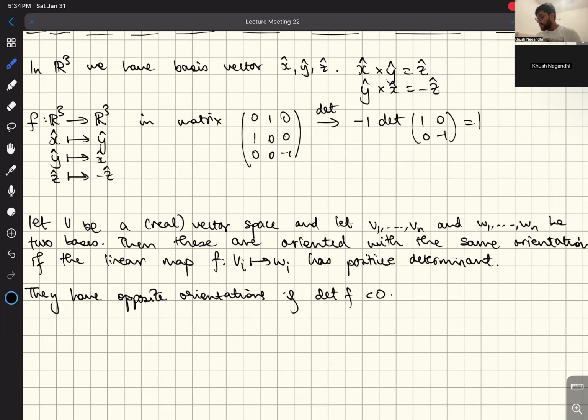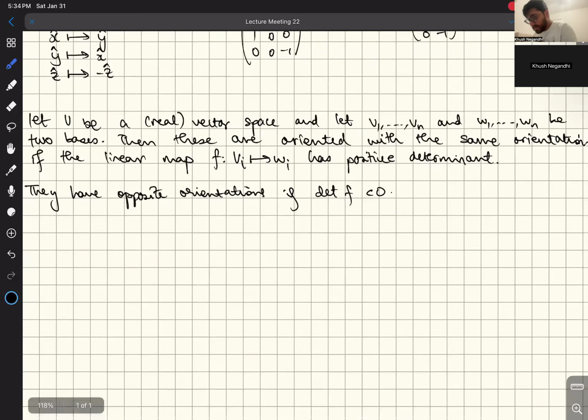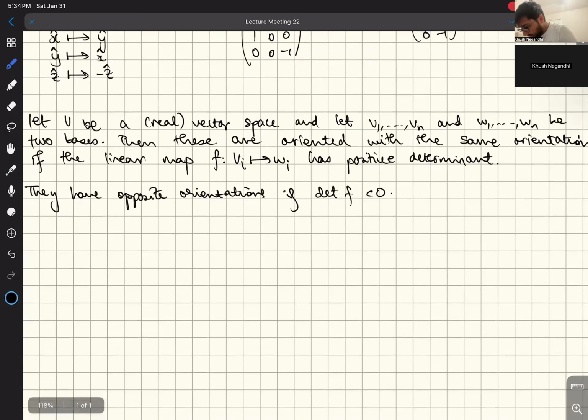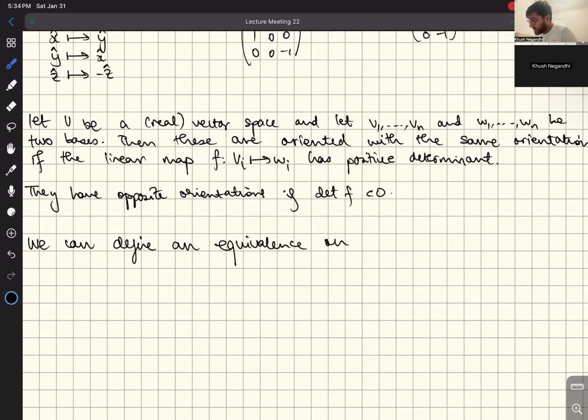What this now means is that if we take the collection of all bases on a vector space, you can partition them into two pieces exactly, so that when you move between bases within a piece, you have a positive determinant, and when you move across the partition, you pick up a minus sign. So let's make this more formal. We can define an equivalence on the set of bases.